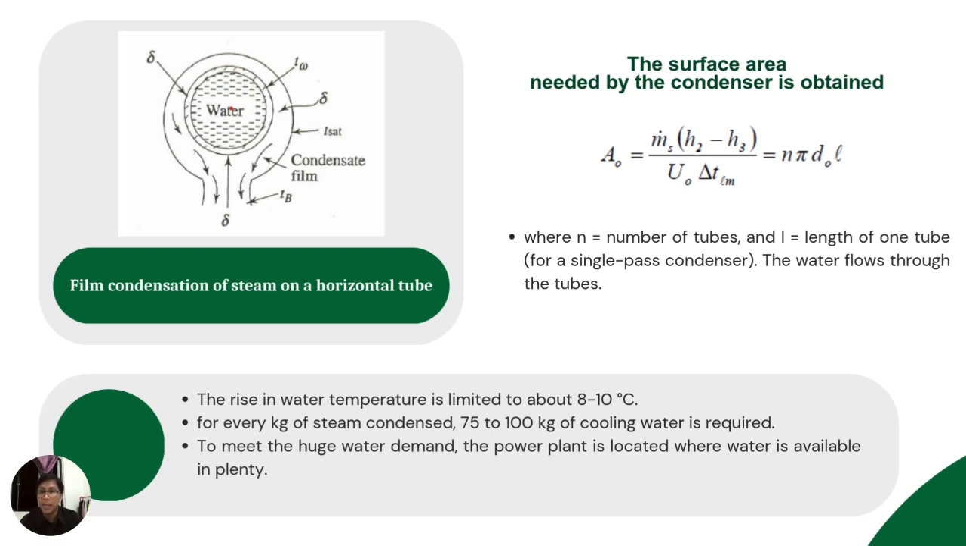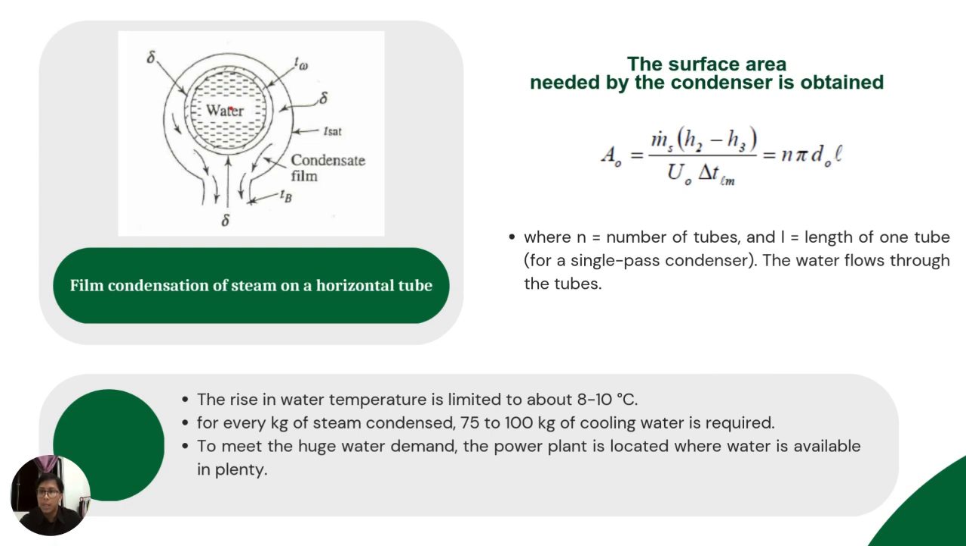Calculating surface area needed. To determine the surface area needed for the condenser, we use the following equation, where A is the required surface area, M is the mass flow rate of steam, H2 and H3 are the enthalpy of saturated steam and condensate, U is the overall heat transfer coefficient, and Delta T is the logarithmic mean temperature difference.